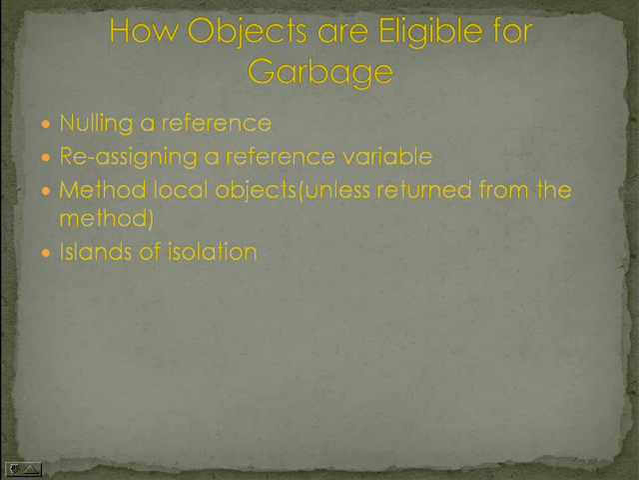Next, we are going to talk about how objects become eligible for garbage collection. There are four kinds of reasons: nulling a reference, reassigning a reference variable, method local objects, and islands of isolation. Let's talk about these reasons one by one.